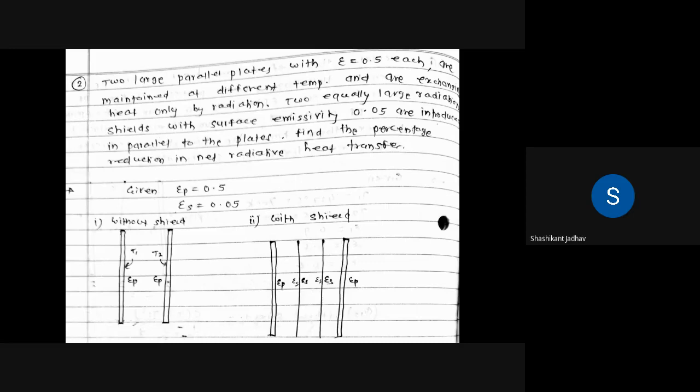Two equally large radiation shields with surface emissivity 0.05 are introduced in parallel to the plates. Find the percentage reduction in net radiative heat transfer.